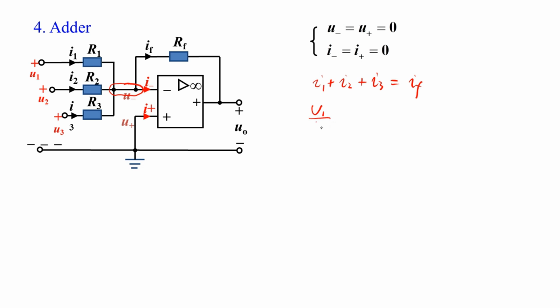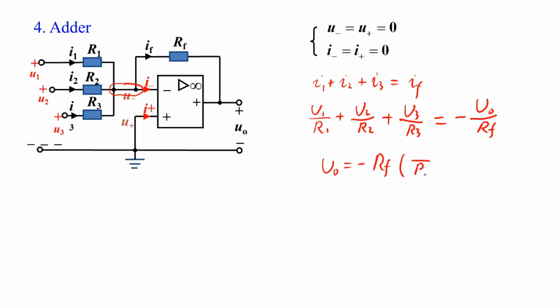It should be U1 over R1 plus U2 over R2 plus U3 over R3 and equals minus UO over RF. Pay attention to the reference direction of IF. Then UO equals minus RF times the sum of U1 over R1 and U2 over R2 and U3 over R3.